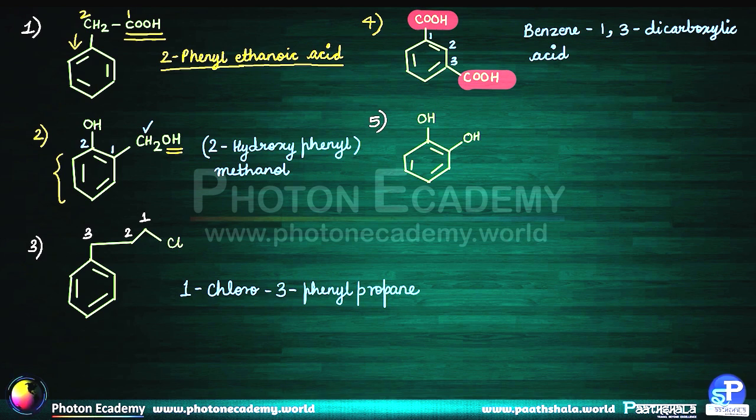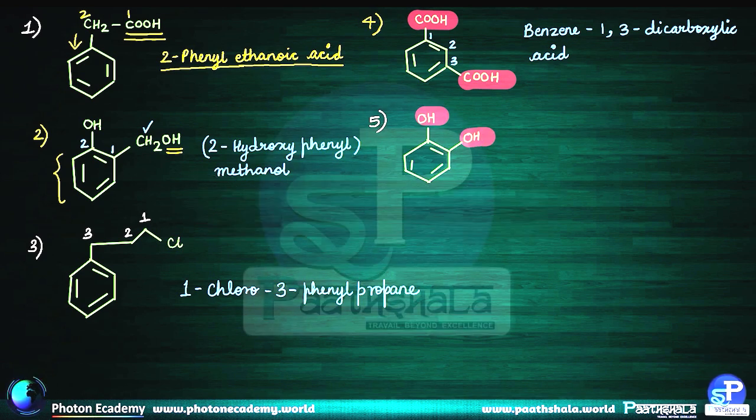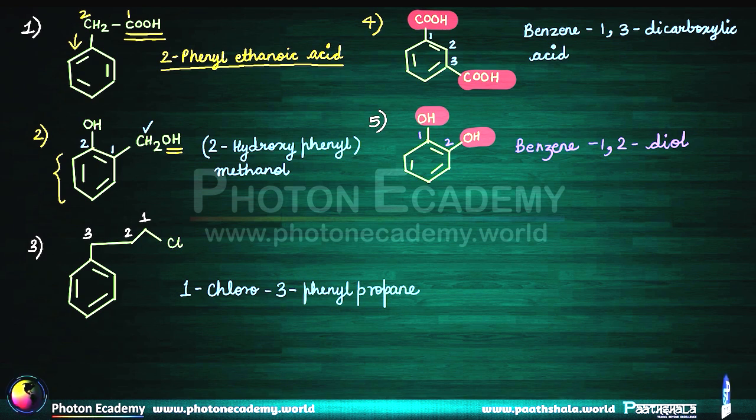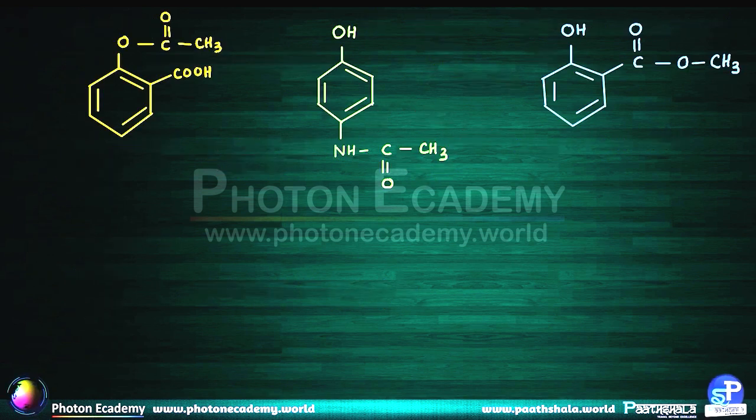In the fifth one that we have over here, we have the appearance of two OH groups at two positions. So the name of this compound is benzene again, because the main chain is benzene, and now benzene is attached to two OH at 1 and 2 positions, so we call them 1,2-diol.